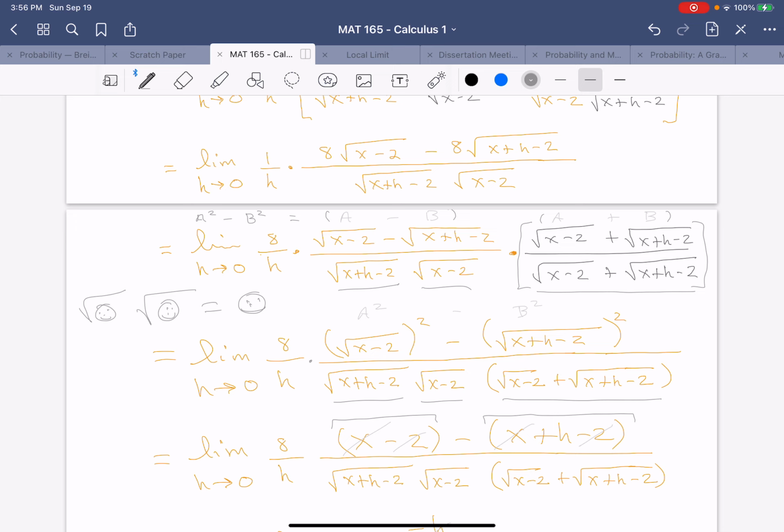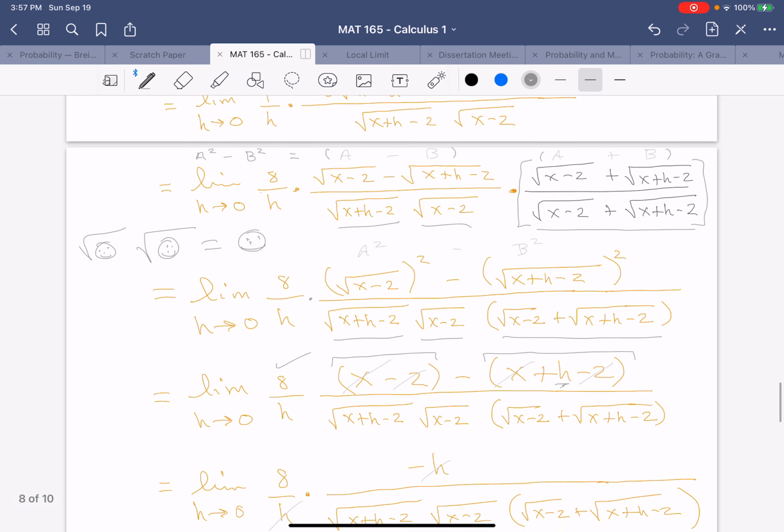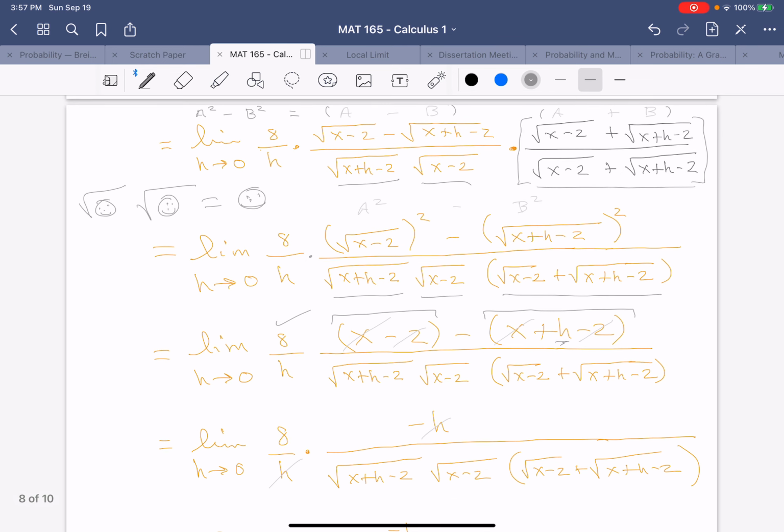And so then notice that once we were able to get rid of those roots in the numerator, then we could cancel out the x's. And then the negative 2 minus negative 2, that's gone. So essentially we have in the numerator, we have the h left, and we have negative, don't forget the negative, and the h there. And so you'll see at the next step, that's what I have.